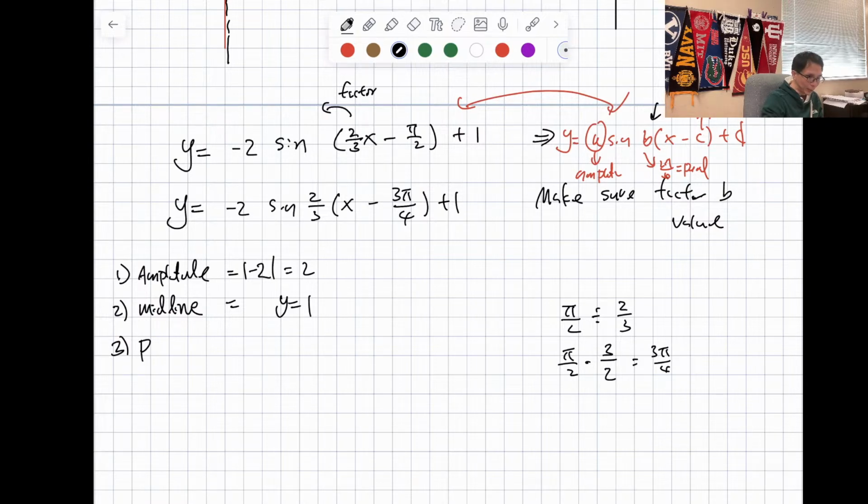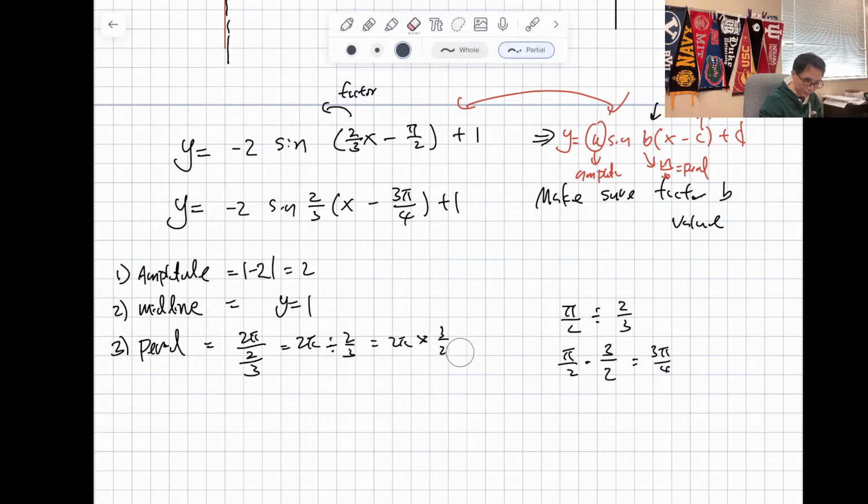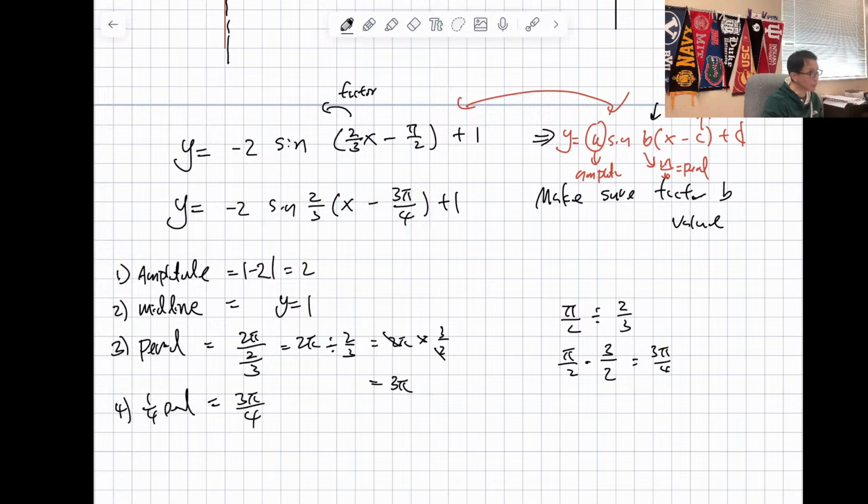Now we're going to go to the period, like what we just found. So period is equal to what? 2 pi over 2 over 3. So it'll be 2 pi divided by 2 over 3. That's equal to 2 pi times 3 over 2, sorry. So that's equal to 3 pi. So period is 3 pi. 4. What's quarter period? 3 pi over 4, just divided by 4.